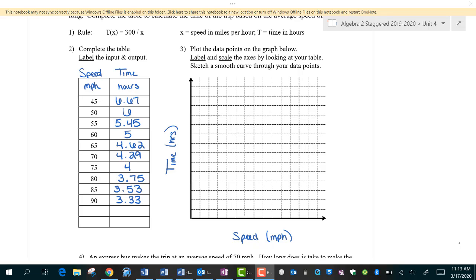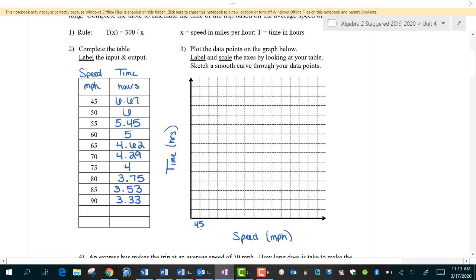Okay, now that we've completed the table, we are going to use our table to graph this function. So notice our speed starts at 45 miles per hour. So on my x-axis, I'm going to label the first tick mark at 45 and continue to go up by 5.